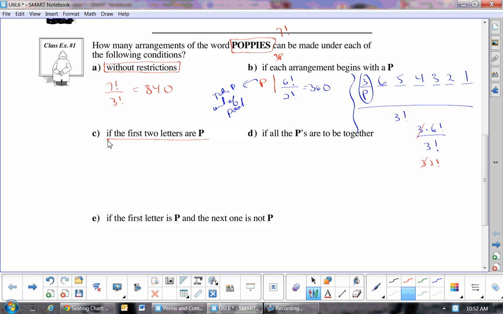Okay. The first two letters are P. Again, that helps me even more if I was trying to guess your password. So P, P, and then 1, 2, 3, 4, 5. If I was doing this old school, I would do this 3 times 2, and then 5, 4, 3, 2, 1. These have to be both P's, and then I will divide by 3 factorial. And you get 120.